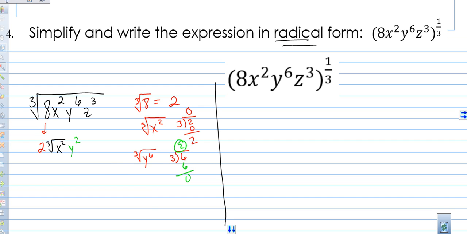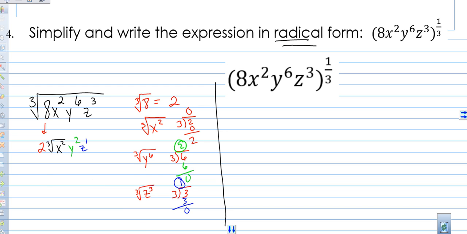Alright? And then we'll look at z. So you have the 3rd root of z to the 3rd. Okay? Well, that's really like 3 divided by 3. 3 goes into 3 one time, and you get 3 with a remainder of 0. So that means you have 1 on the outside and 0 on the inside.